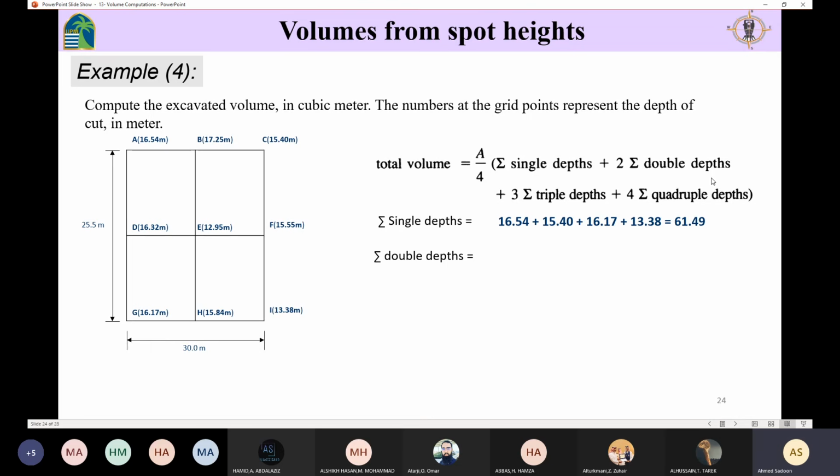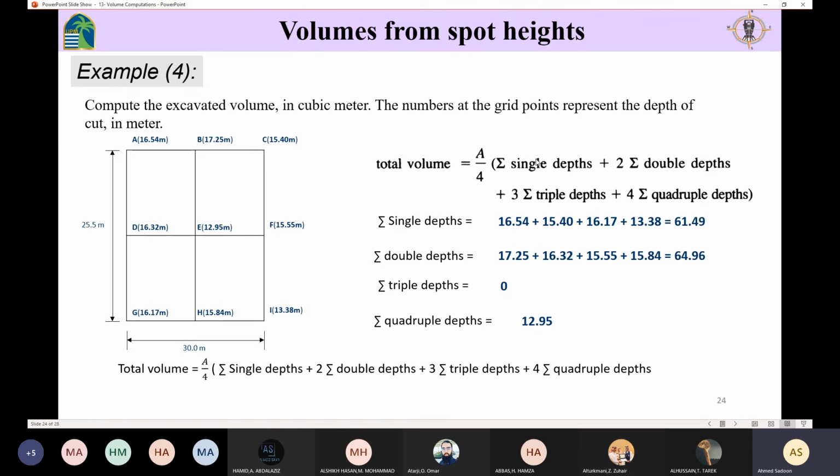Then what about the double depths? B is going to be repeated twice. I have D, I have F, and I have H. I have 4. So I'm going to have this one, that one, and that one. Then what about the triple depths? Here I don't have any triple depths, so the summation is going to be 0. Then what about the quadruple depths? I have only one quadruple depth, which is E, because E is mutual between this, this, this, and that. So I have only 12.94. I have this number here.